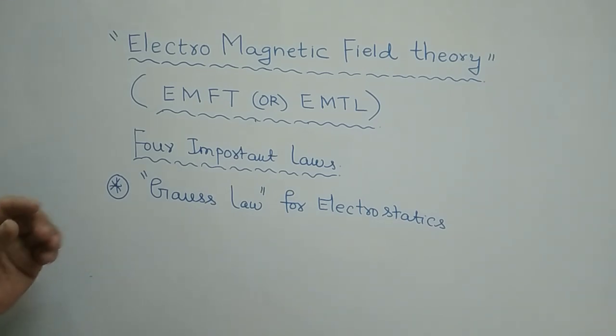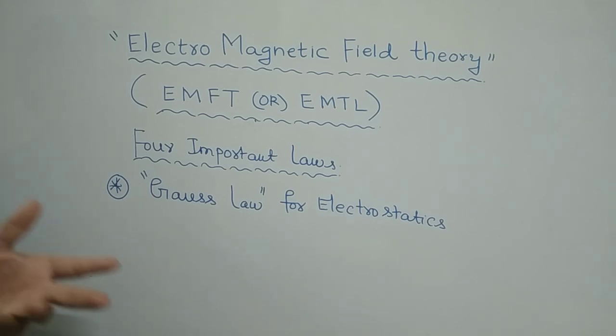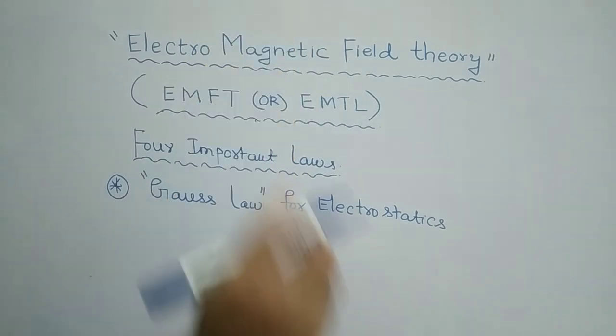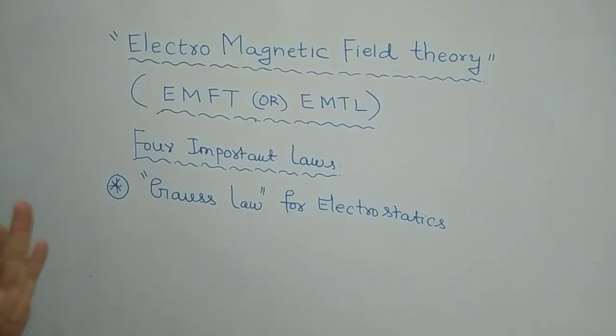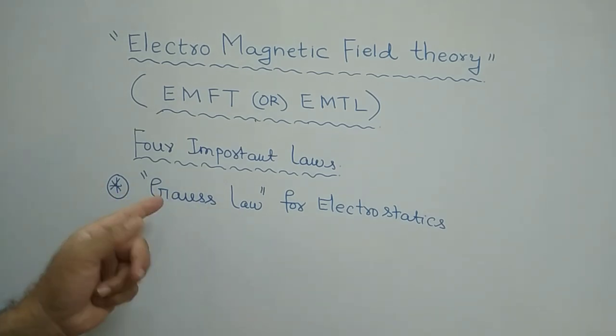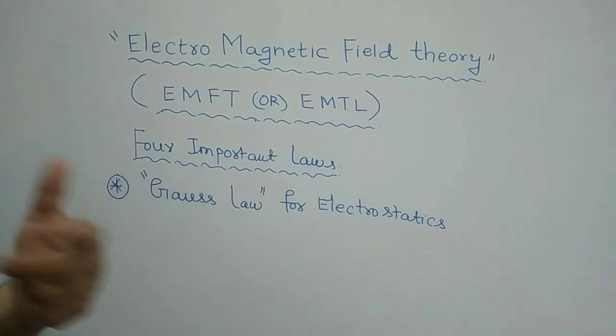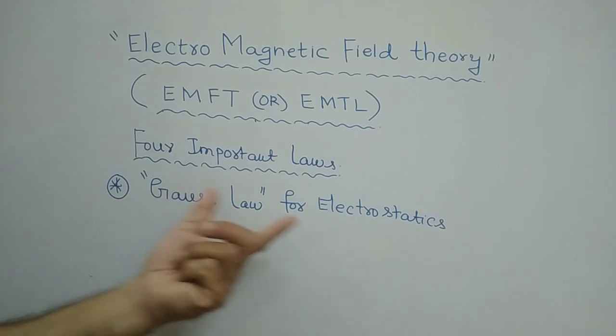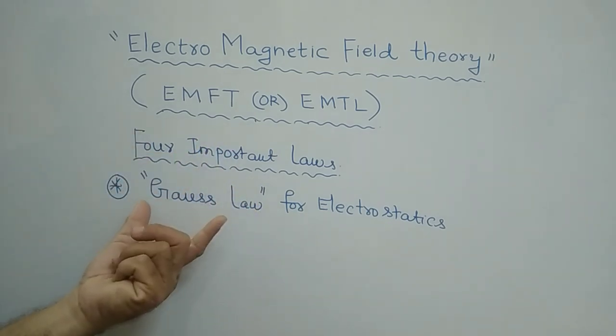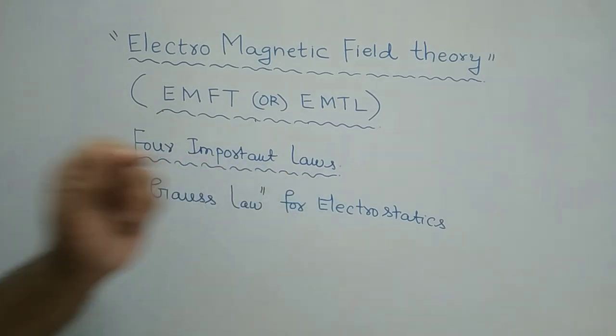In this presentation, I would like to give you the basic important information required to understand this electromagnetic field theory subject, right? Our entire electromagnetic field theory involves four important laws only. Out of those four laws, the first and foremost is Gauss law. Gauss is the scientist's name. He derived one law that I will explain in the subsequent presentation. That's why his name was included for this law. So, Gauss law for electrostatics.